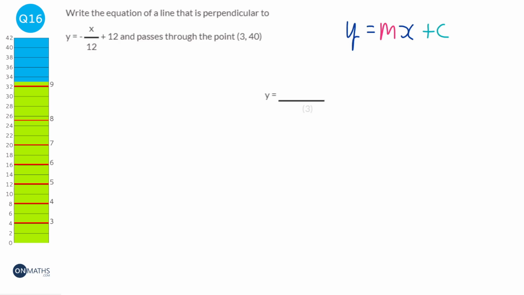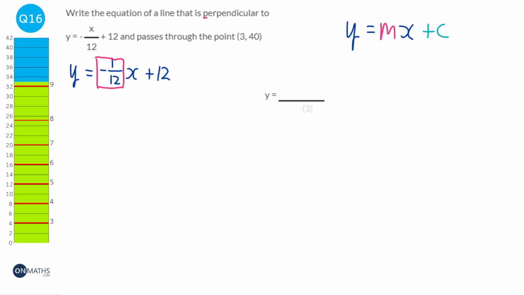Now I'm going to rewrite this a little bit just to make it a bit clearer what the gradient of this is. So I'm going to write this as minus 1 over 12, minus 1 over 12 x plus 12. And you can see that the number before the x, the coefficient of the x, is minus 1 over 12. But we're not told that it's parallel to that, so the equation that we've got is not going to have the gradient as minus 1 over 12.